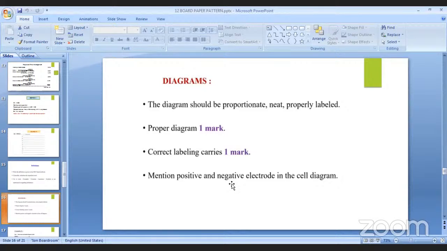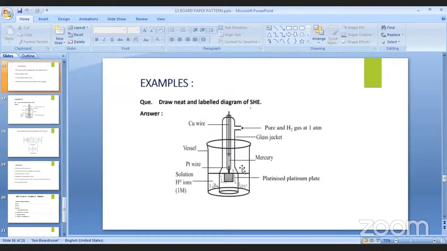Okay, so practice diagrams which are given in the book. I'll show you one diagram over here. See, draw a neat labelled diagram of SHE. It is a standard hydrogen electrode. It may also be called a reference electrode, primary reference electrode. So a question may come that way also. So you should know the alternate name of the diagram. Sometimes the question is not asked directly. It may be asked with another name. So you should know this.